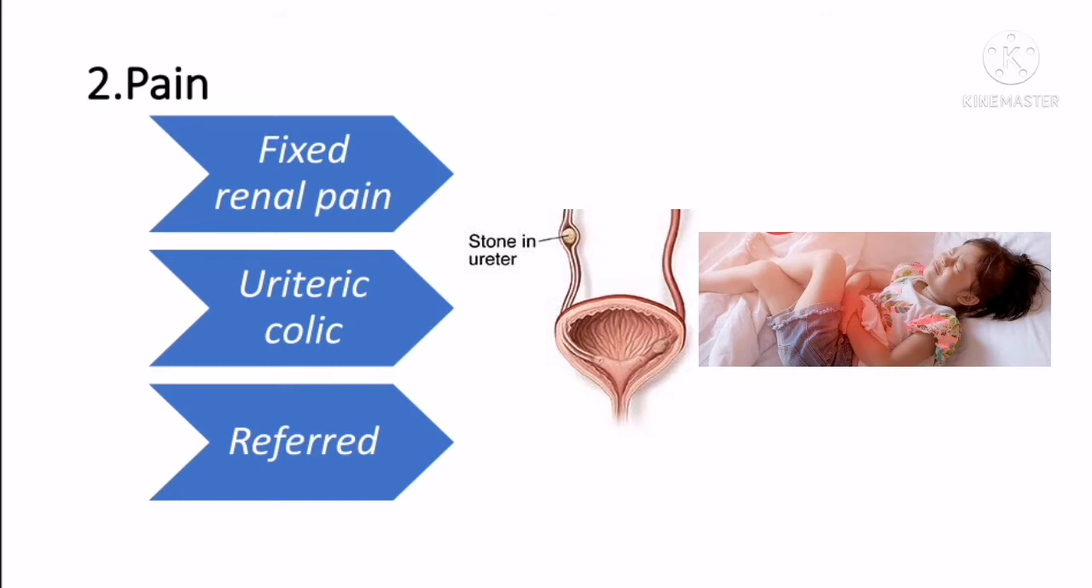Sometimes this pain is referred to the scrotum or labia majora or the inner side of the thigh. In patients with ureteric colic pain, the colic lasts for a variable period, usually 6 to 8 hours. It starts suddenly, and after 6 to 8 hours it goes away suddenly.